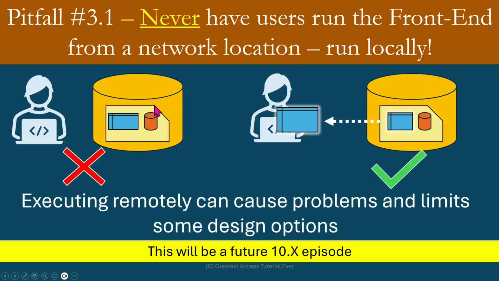If they have a split database, never have them go to, let's say, a network share and run the front end from there. They should always have a copy of the front end on their local machine, running it from there to talk to the remote data. This will be a future episode. It's not very hard to do. I will even have a class on how to write a batch file for Windows so that when you start it, it checks for the most recent version, etc.